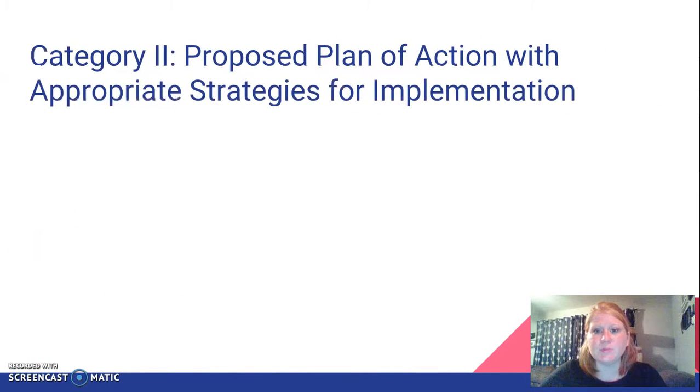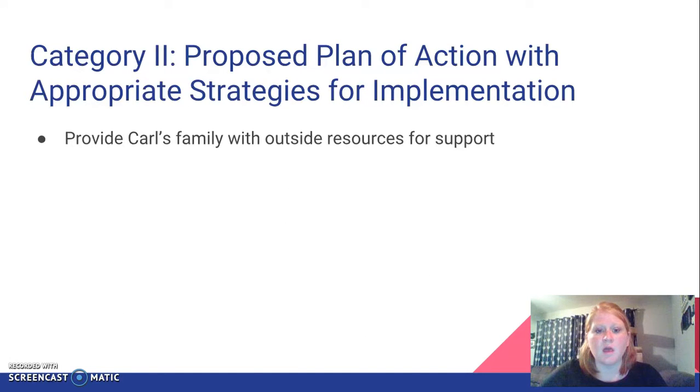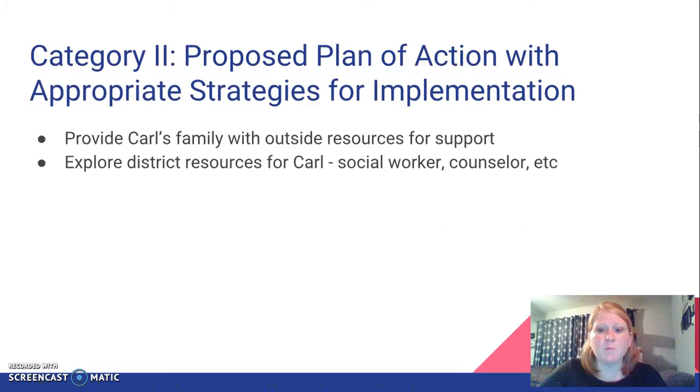Category 2, Proposed Plan of Action with appropriate strategies for implementation. I propose that we provide Carl's family with outside resources for support. Family counseling, family mediation, something that they can do, either all three of them, and also with Carl's siblings, or maybe even just mom and the children, or just dad and the children, if mom and dad still cannot continue to get along.